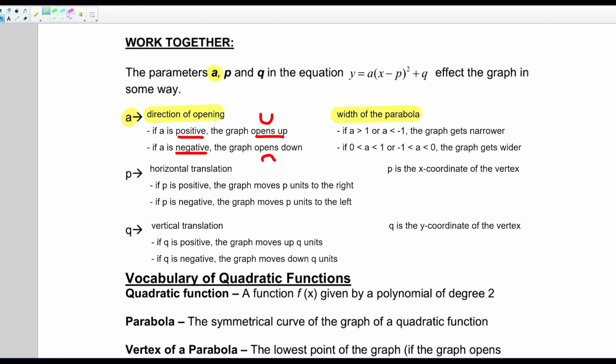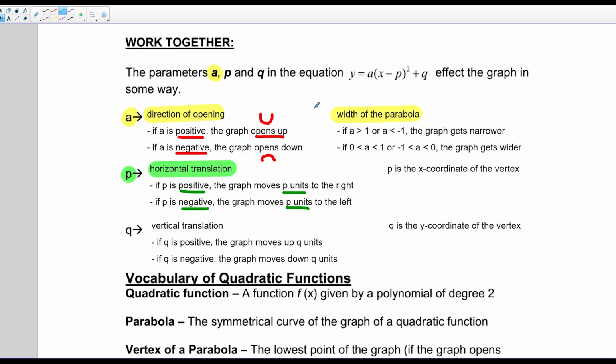Taking a look at our second parameter, we have our p-value. So our p-value really just tells us about the horizontal translation, so the amount of units that the graph moves towards the left or to the right. Some key things to note here is that if your p-value is positive, then your graph is going to move p units to the right. And if p is negative, then your graph is going to move p units to the left.